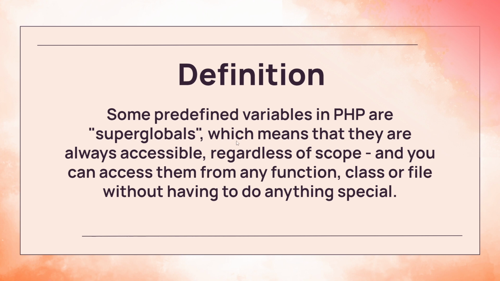Next, they are always accessible. Because we call them superglobal variables, it means you can access those variables in any function, in any PHP file, or anywhere you want. So scope doesn't matter for PHP superglobals. You can access them from any function, class, or file without having to do anything special. When we do the practical, you will understand this concept. So let's move toward the practical.